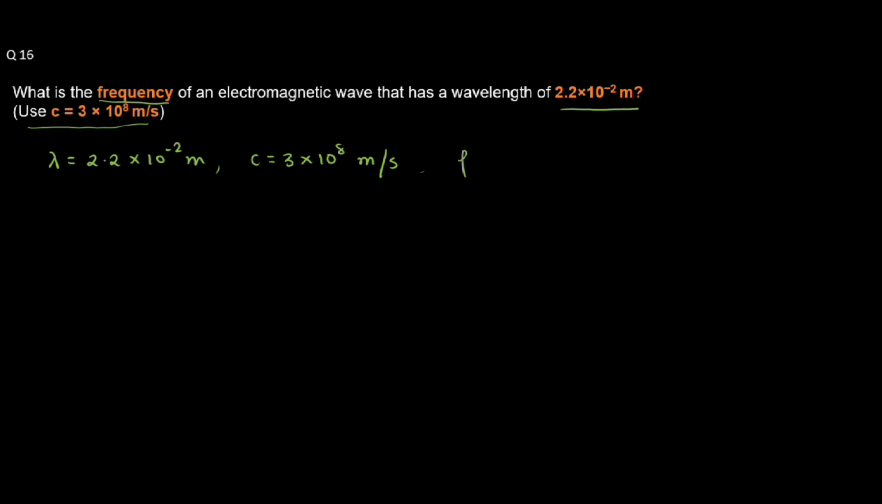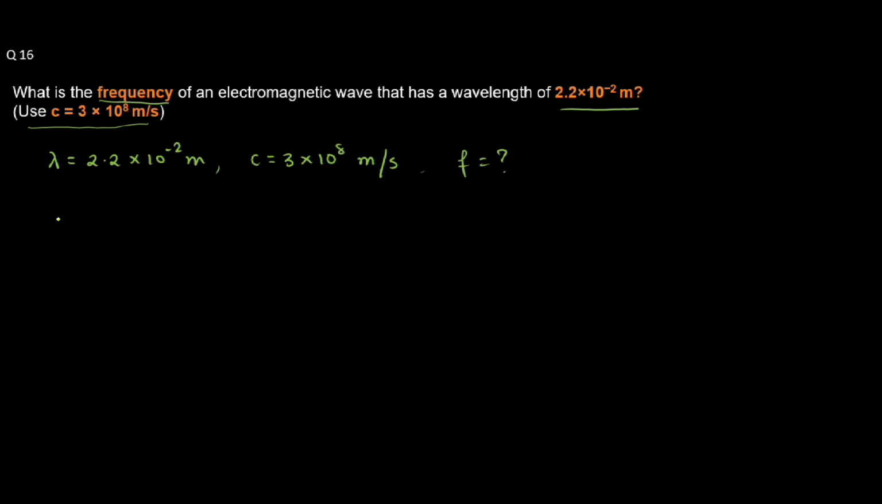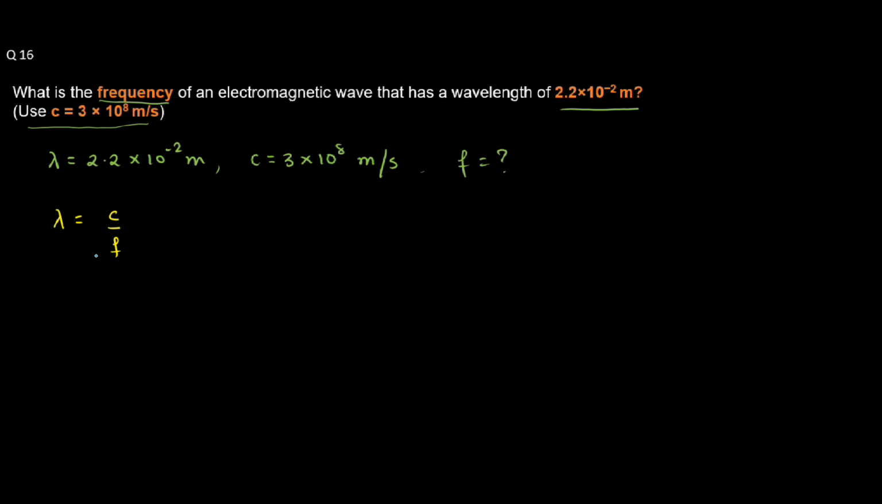I want to find the frequency f. So we know the rule for lambda: lambda equals c over f. If I want to find f, we need to rearrange this. So I can just cross multiply f and lambda, move f here, and bring lambda to the bottom.